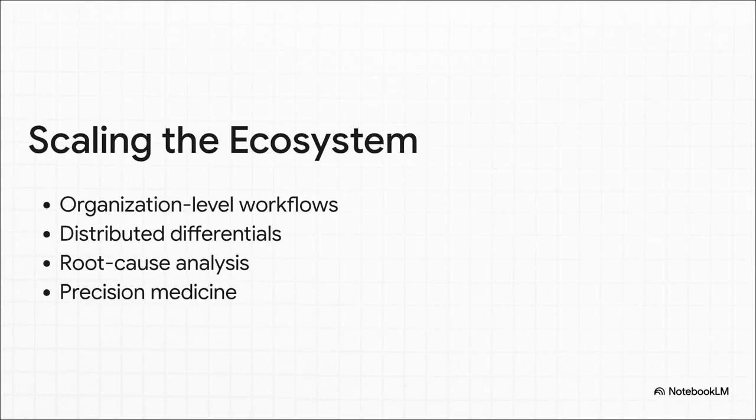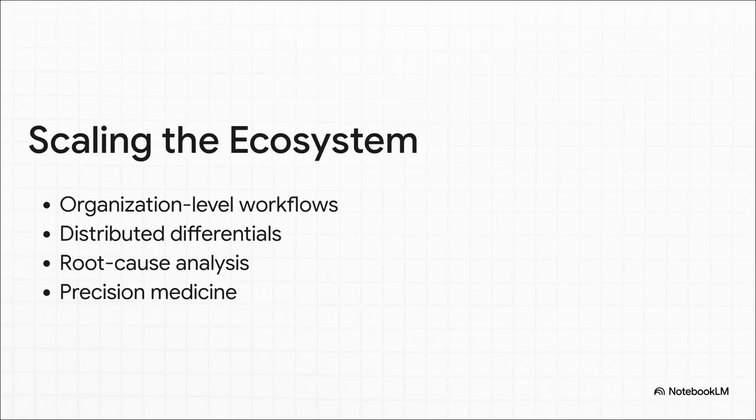Think about the sheer chaos of massive healthcare systems. To actually scale safety, we need structured handoffs, we need teams collaborating on distributed differentials, and we absolutely need systems-level root cause analysis for when things go wrong. As we advance, we scale our core engine into multi-agent workflows.